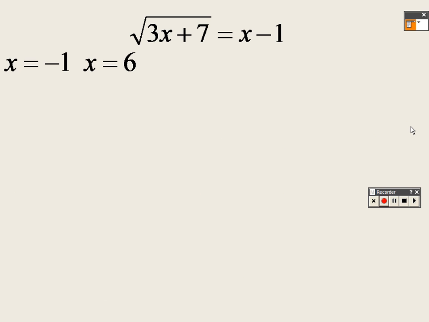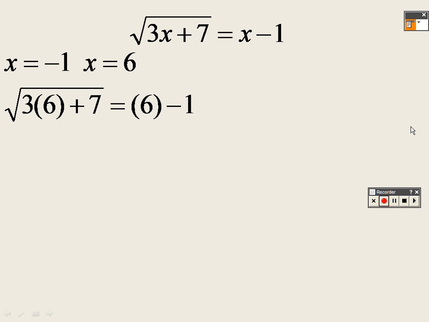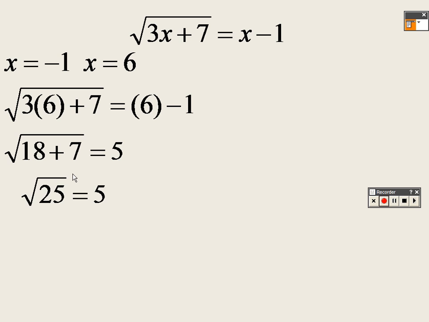So let's check them to see if they work. So I plug in a negative 1, sorry, we'll start with a 6. 3 times 6 is 18. 18 plus 7 is 25. Square root of 25 is 5, because 6 minus 1 is 5. So 6 works.